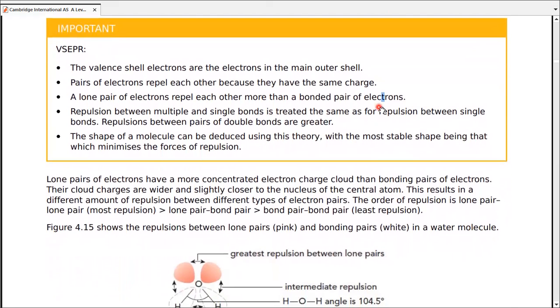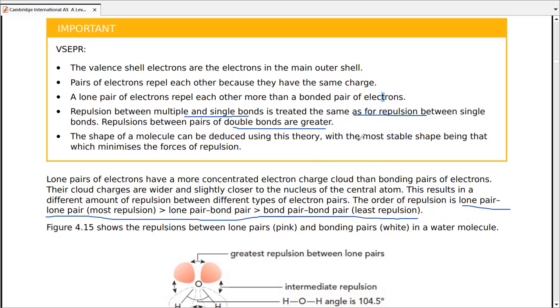So how are we going to treat it? We do understand this specific formula. Lone pair repulsion is the maximum, and bond pair repulsion is the minimum. However, lone pair-bond pair repulsion can be put right in between. All right. When there are repulsions between multiple and single bonds, we'll treat them the same as repulsions between single bonds. But remember, the repulsions between the pairs of double bonds would be greater.